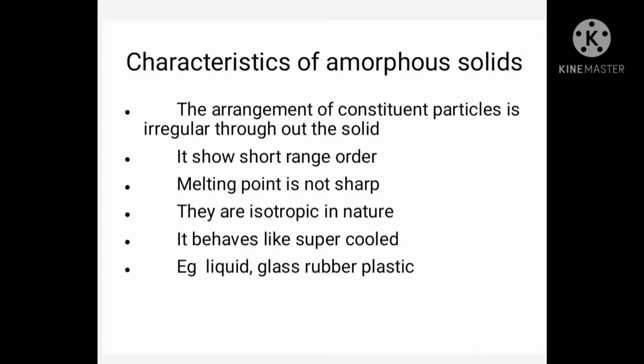Next is characteristics of amorphous solids. The arrangement of constituent particles is irregular throughout the solid in the case of amorphous solids. It shows short range order and its melting point is not sharp. They are isotropic in nature because their physical properties are the same in all directions, and the physical properties include electrical conductivity, refractive index, etc.